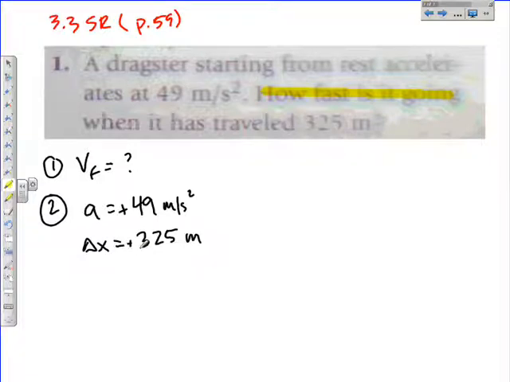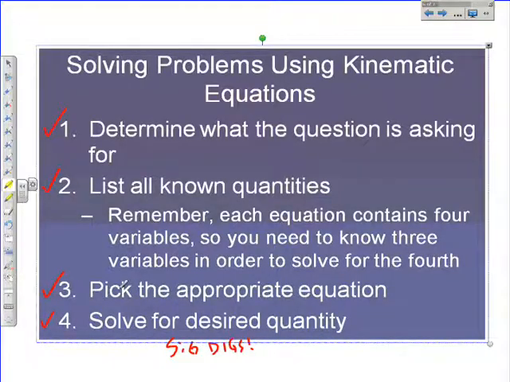Now, like I said, an important thing sometimes is reading the problem and deciphering what it's actually asking you for. If it says a dragster starting from rest, without telling you, that's giving you a piece of information. That's telling you that the initial velocity is equal to 0. If it says it starts from rest, that means it started and it wasn't moving, so its initial velocity is equal to 0. What are we looking for? What do we know? Next step in the process is pick the appropriate equation.